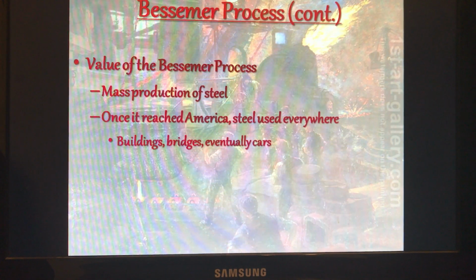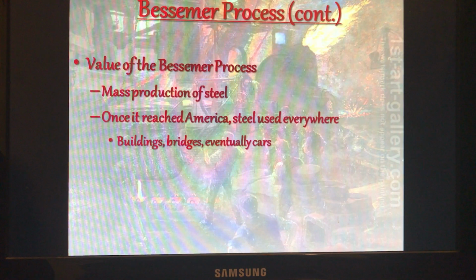Now, what it led to was the mass production of steel. And steel would eventually be used in just about everything that needed to be built. Buildings, the strength of the steel allowed skyscrapers to rise up from the ground and touch the sky. Bridges, and eventually, once we got into the 1900s, automobiles, cars.